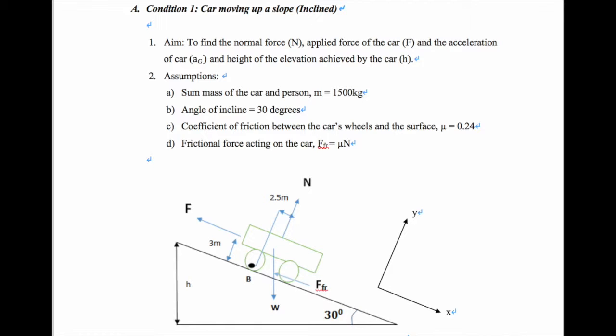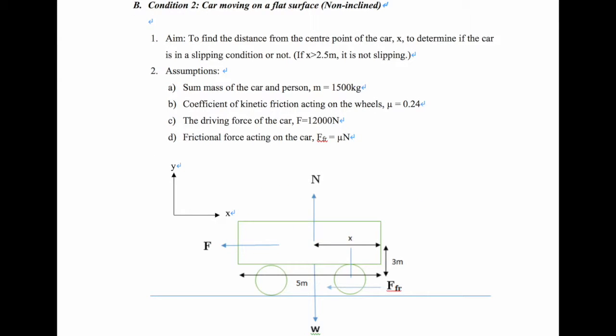The first condition will be a car moving up a slope which is 30 degrees, and we're going to calculate its acceleration, which is ag, the normal force, and the height. For the second condition, it will be slightly different. We will calculate the normal force and ag, which is acceleration, and we're going to prove whether the car is slipping or not. Now I will let Lim Ji Wei explain the calculation of the first condition.